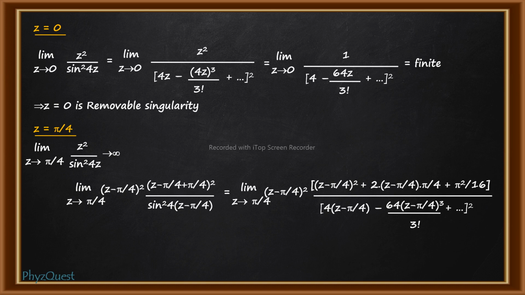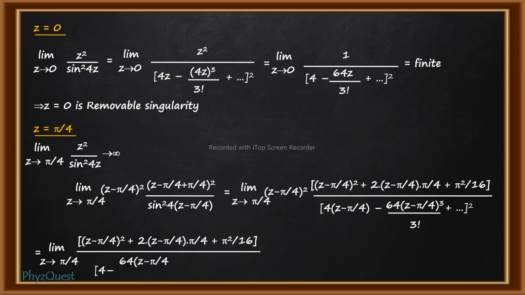So now in this case, what you can do is, in the denominator, if you take common this z minus pi by 4 term, after coming out of the bracket it will be (z minus pi by 4) square, and here we already have a (z minus pi by 4) square term, so both will get cancelled. So ultimately you will have an expression like this: (z minus pi by 4) square plus 2 (z minus pi by 4) into pi by 4 plus pi square by 16, divided by 4 minus 64 (z minus pi by 4) whole square divided by 3 factorial, the term is whole square.